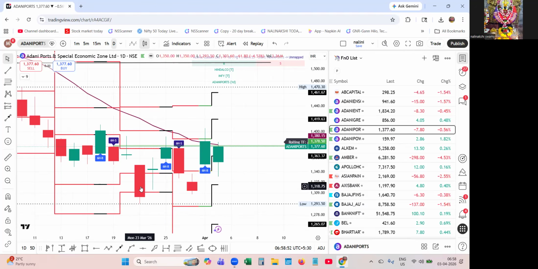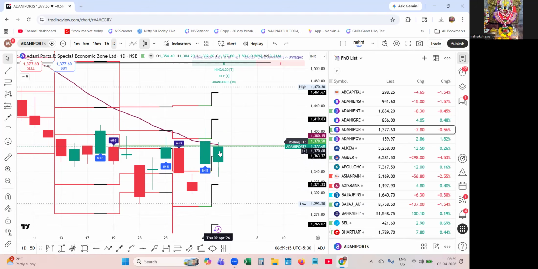This is called the base building phase. It has been building a base since 18th March till today. Today is April 2nd, and it is showing some sort of pop up, and you are catching the stock before it blasts out.